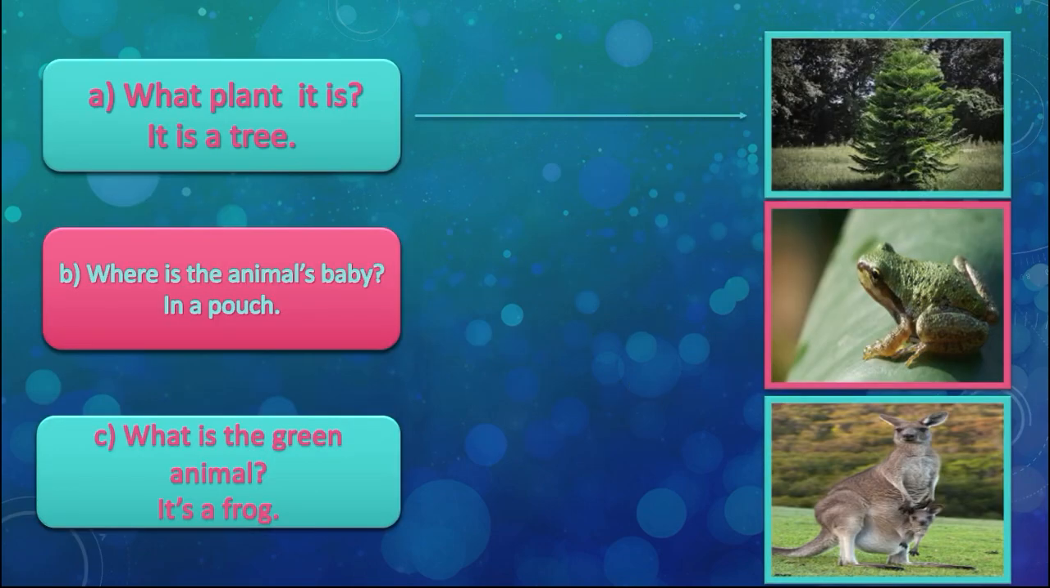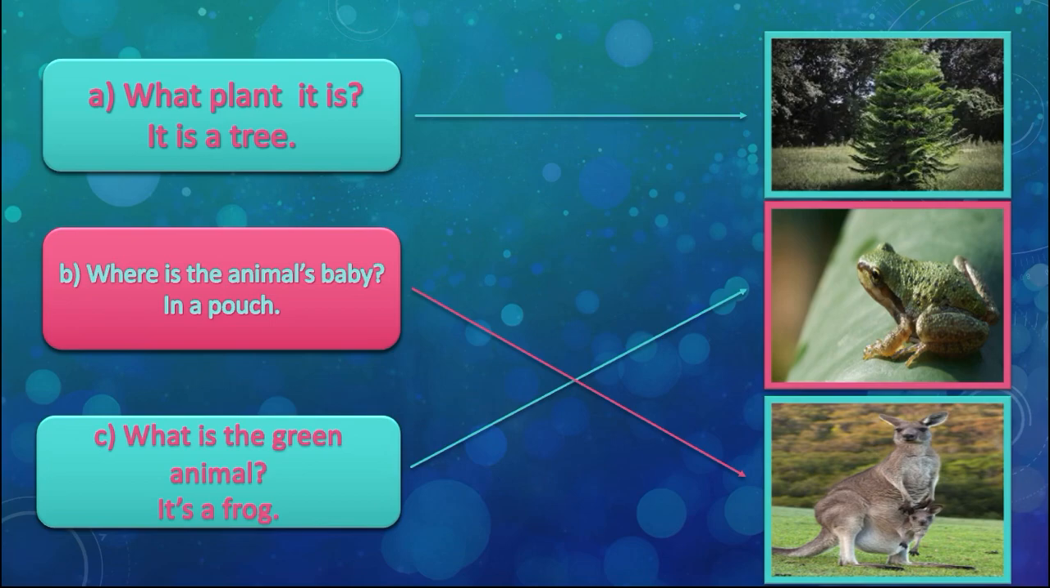Then we have an activity of 3 questions. We have to match the 3 questions with the correct picture. Question A is what plant it is. It is a tree. The picture right in front of the question is correct. So we'll match question number 1, A, with picture 1.